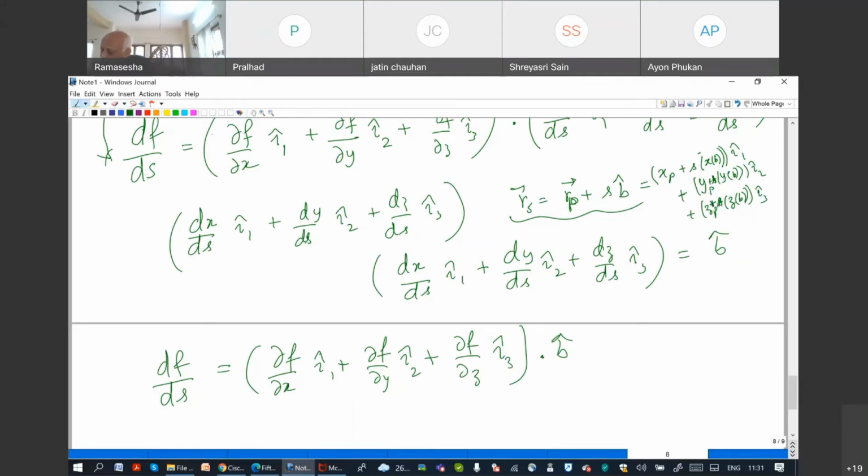Okay, so there is an S here because I'm scaling the vector B by that quantity, because B is given by X of B times I1 plus Y of B times I2 plus Z of B times I3. Okay, and S times B is given by S multiplied by B.